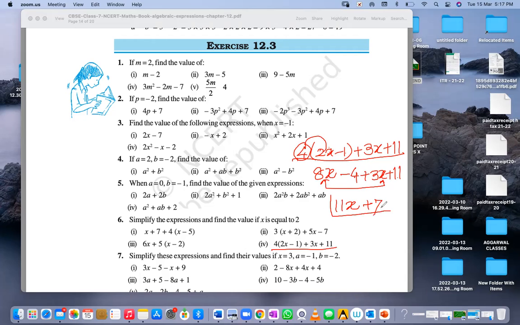This is the answer. But they say to evaluate it at x equal to 2. So if you put x equal to 2, what should be the answer? 11 into 2 plus 7. 29. 22 plus 7 is 29, the answer. So nothing is difficult here. What you have to do, only one extra thing they are putting, that is opening the bracket and understanding the like terms and adding or subtracting them. Yes. Clear?